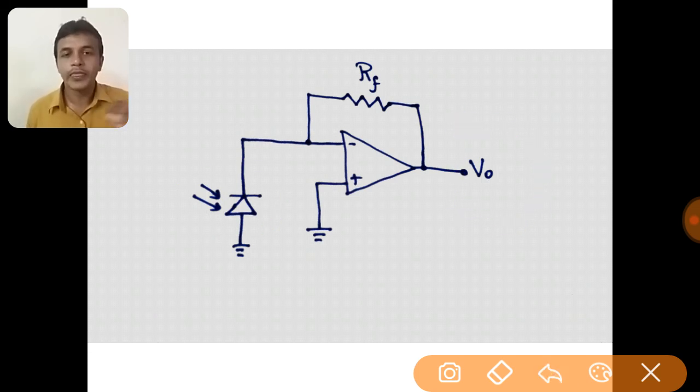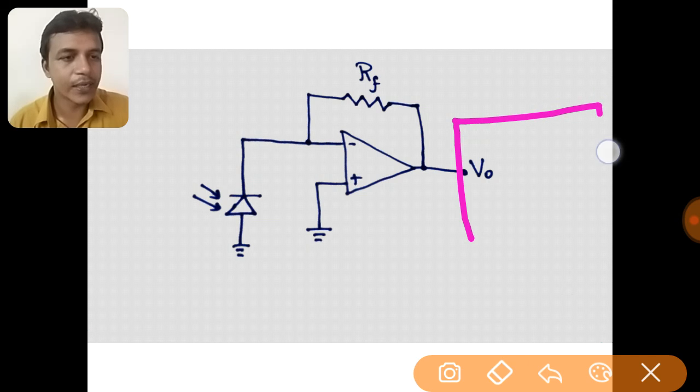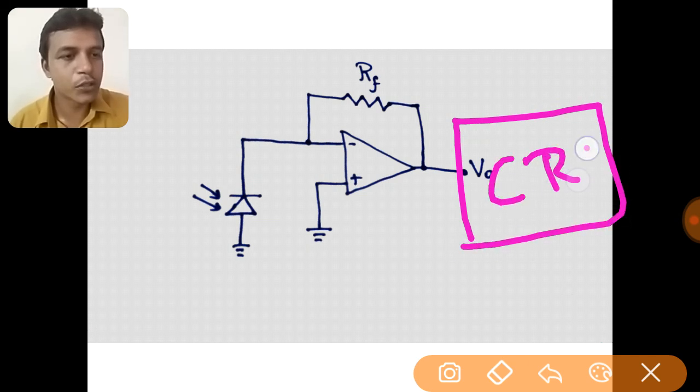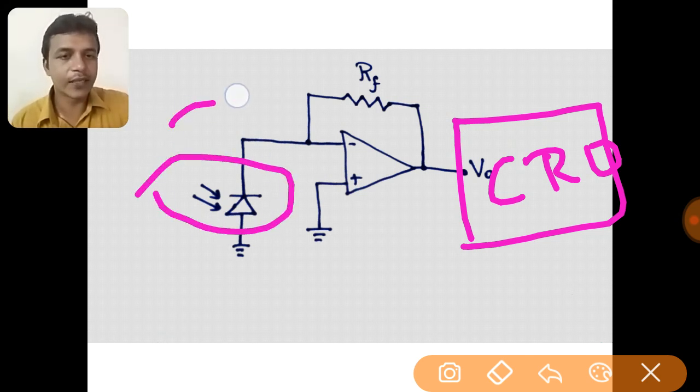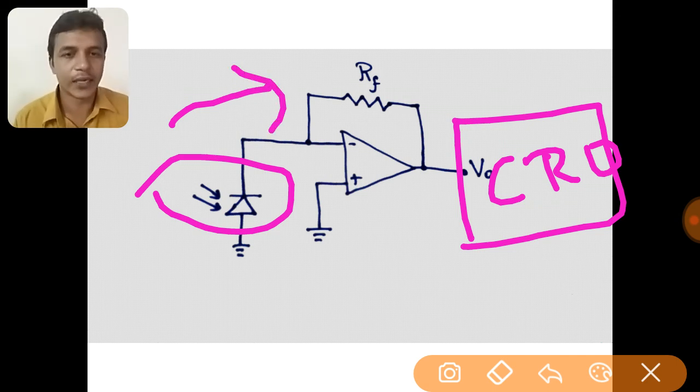The equivalent voltage that is produced by the intensity of light can be viewed by connecting a CRO here. To the CRO we need to give voltage as the input, but this photosensing device, the photodiode, is generating current, and the current is given to the current to voltage converter. That generated voltage is given to the CRO, and the CRO will show the equivalent voltage value for the intensity of light falling on the photodiode. So this is where we need current to voltage conversion. This is why we perform current to voltage conversion.